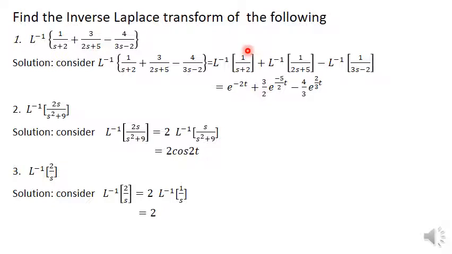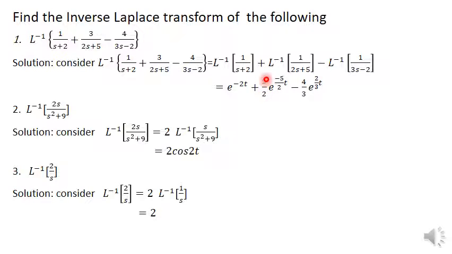Now, the inverse Laplace transform of 1 over s plus 2 is e raised to the power minus 2t, plus we keep 3 here. Now, you see one thing here. To find out the inverse Laplace transform of this function, the coefficient of s must be 1. So, what will we do? We take 2 outside here. Now, we remain with s plus 5 by 2 in the denominator, right.